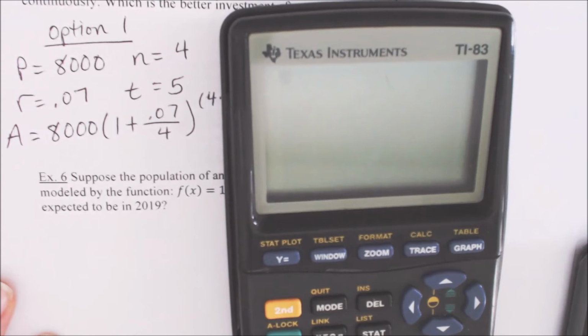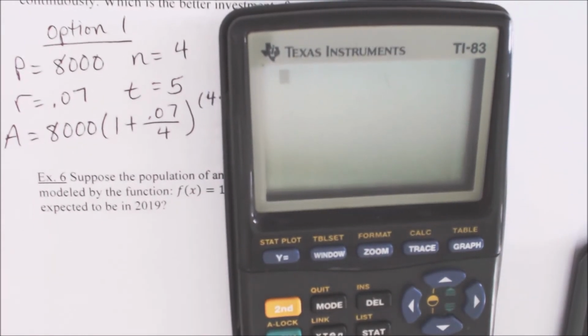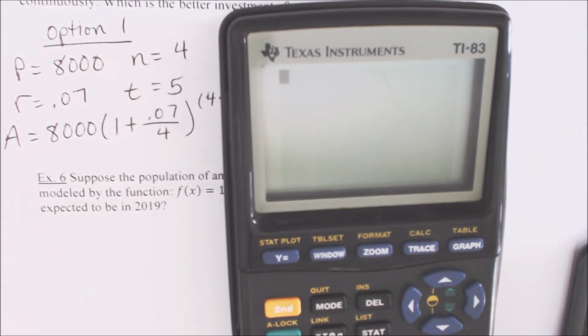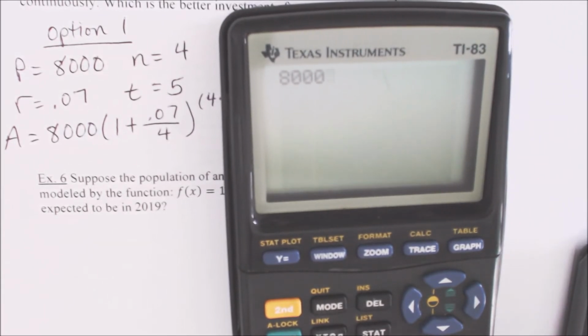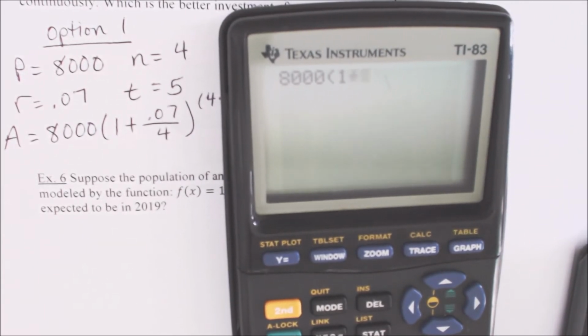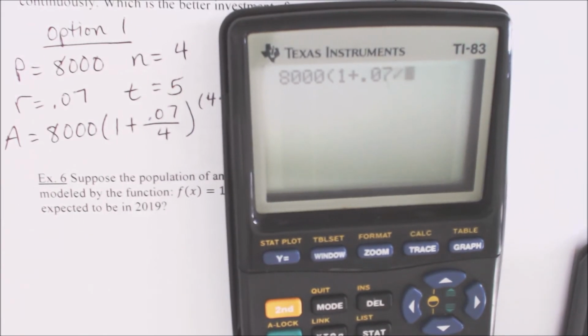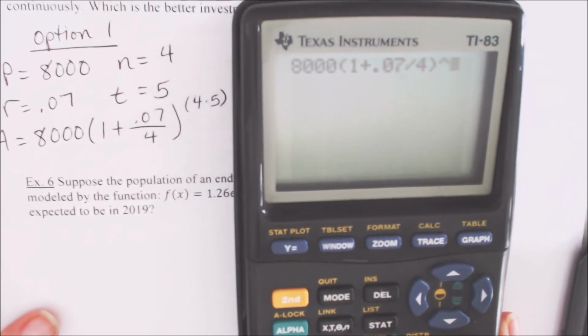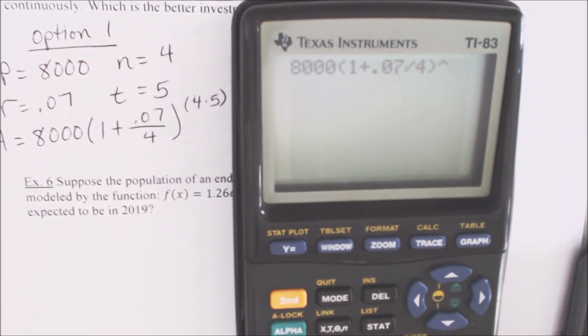Here's my old TI. I'm not sure how good this is going to show up for you, but let's see. So if we put all the information in, I'm going to do 8,000, parentheses 1 plus 0.07 divided by 4, close parentheses, caret key, so raise it to the 4 times 5 power. You need parentheses for the 4 and the 5. So I'm going to do parentheses 4 times 5, close parentheses.